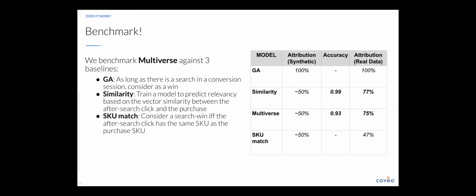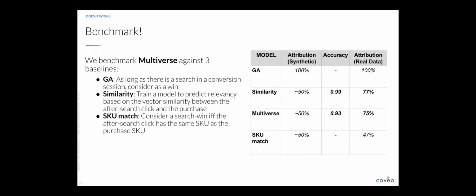The three baselines are, one, Google Analytics, which is again the presence heuristic. As long as there's a search in a conversion session, we consider that a full attribution for search. Then we train what we call a similarity model, which predicts the relevancy based on the vector similarity between what the user has clicked after the search and the purchase. It's somehow like a simplified version of the product space idea. We're not trying to really gauge the counterfactual component of it. We're trying mostly to gauge how semantically related the item that the user clicked on after a search is to what he actually ends up buying.